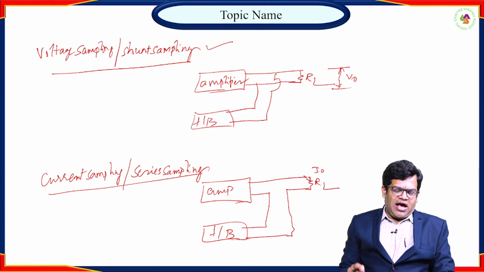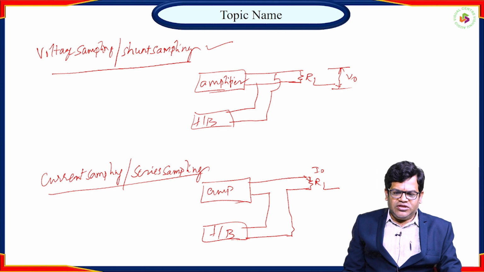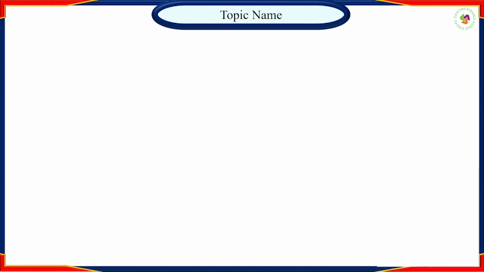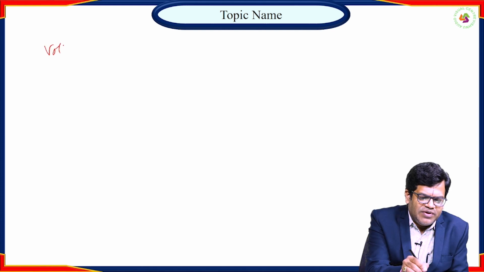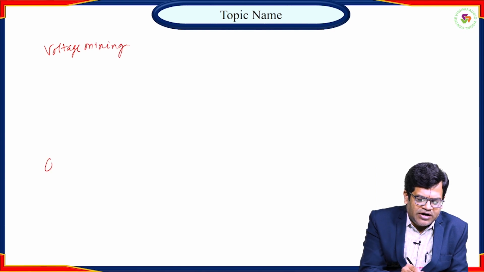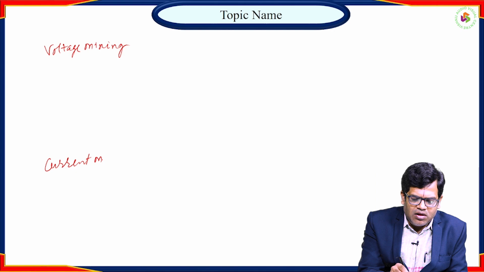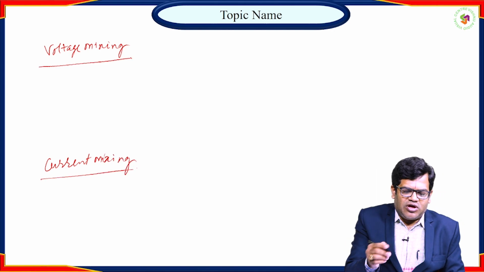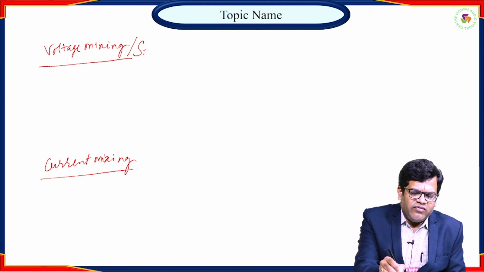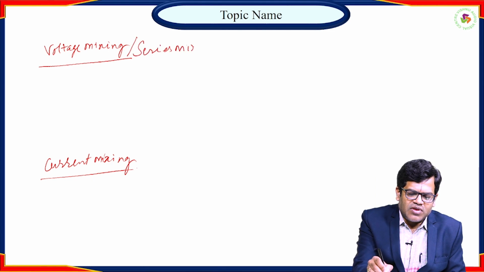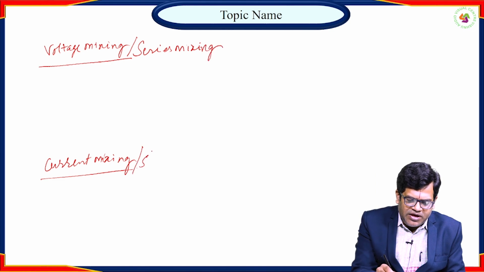Then this output has to be fed back to the input using the mixer circuit. So we mix the feedback signal with the input signal. Now how do we mix this? Again, we have 2 kinds of mixing. One is called voltage mixing, another one is current mixing. Here we follow the opposite principle to that of the sampling. So voltage mixing will be series mixing and current mixing will be shunt mixing, right?